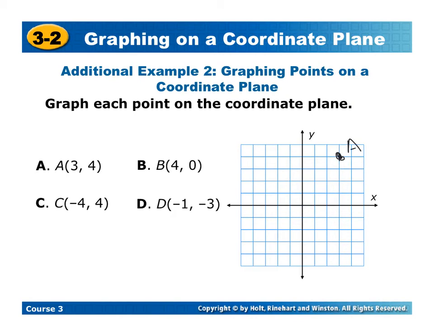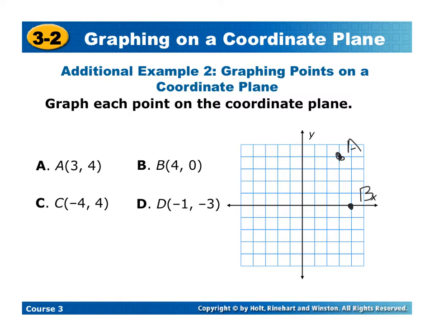And here I'm going to label it point A, since we have our points labeled. Now B is (4, 0), so I'm going to go to the right 4, but I'm not going to go up or down, so this is point B. Why don't you go ahead and pause the video and try point C and D on your own, and then check to see how you do.